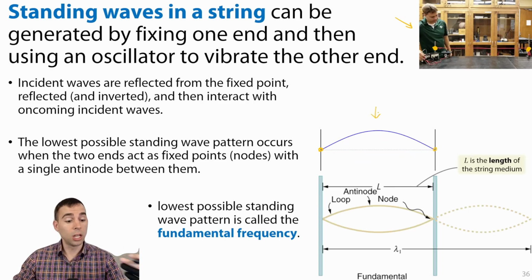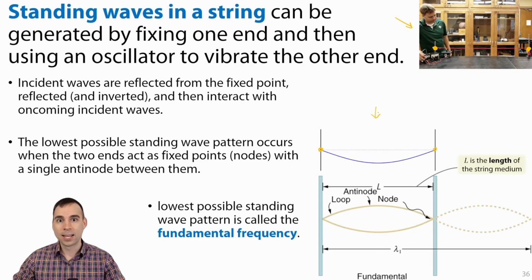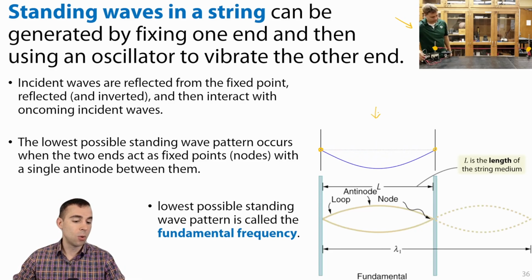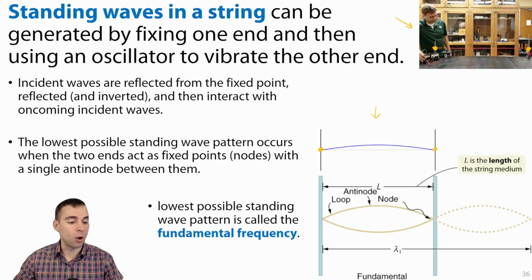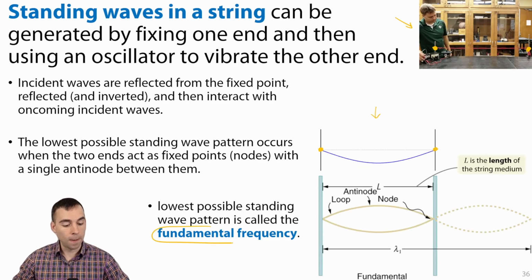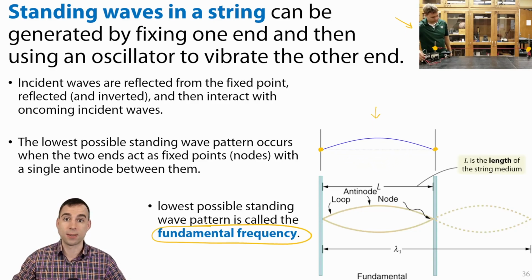This is the lowest frequency standing wave mode that we could possibly get. It's the only pattern that we could get with one antinode and two nodes at the ends. This is required for a string that is fixed at both ends. And this lowest frequency mode we would call the fundamental frequency.